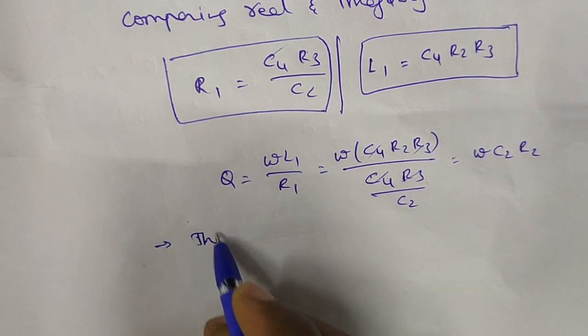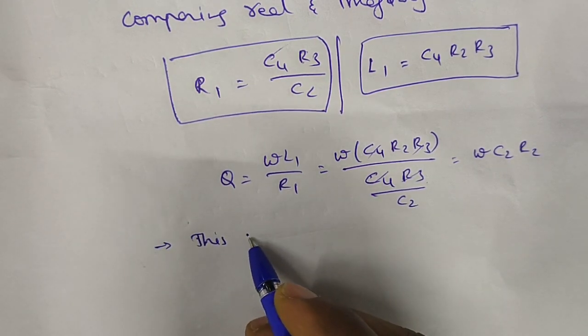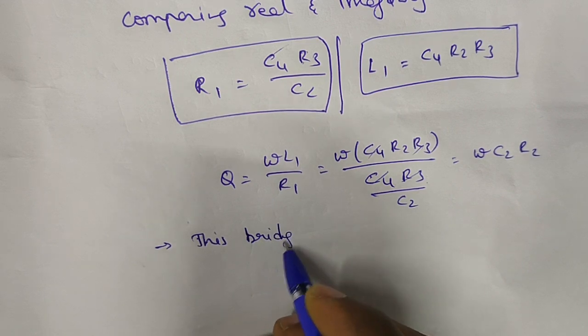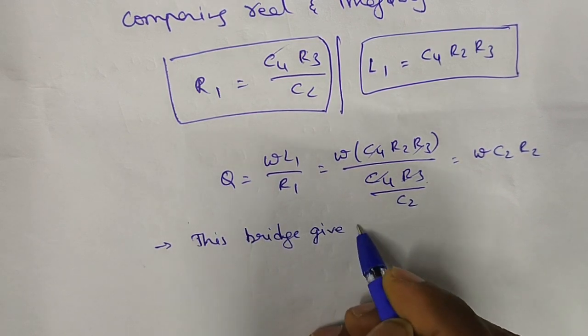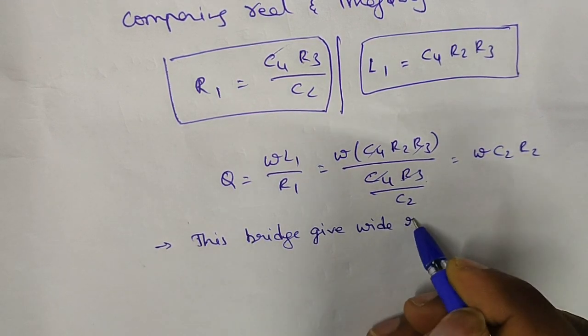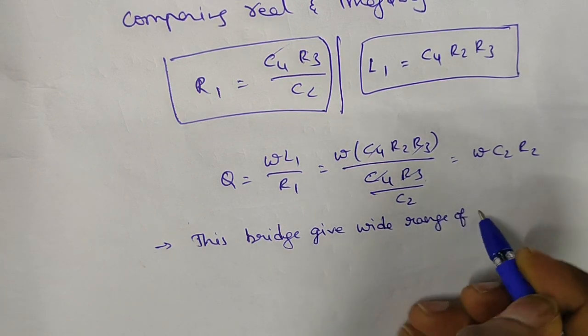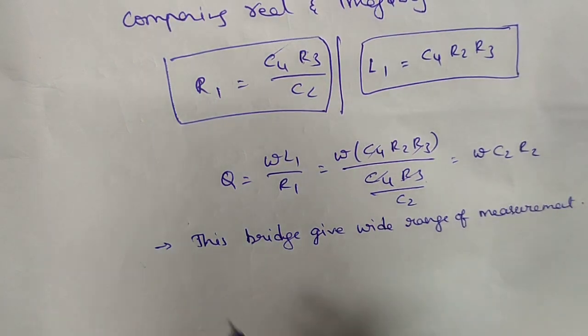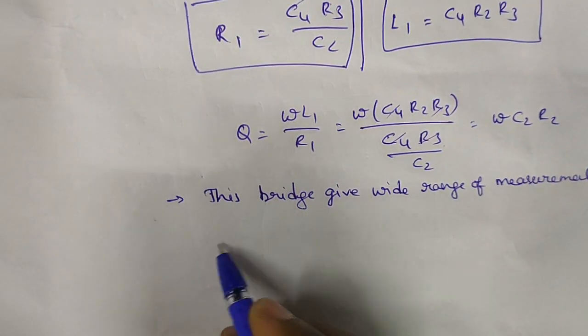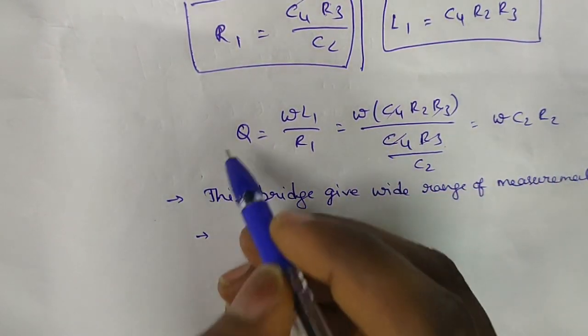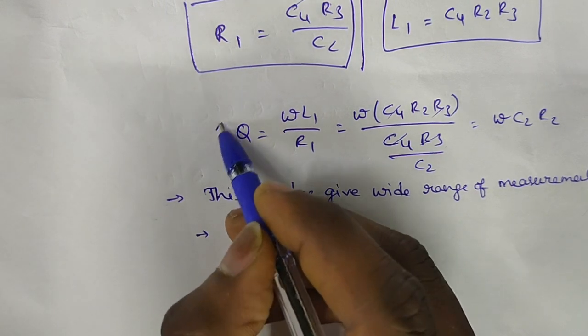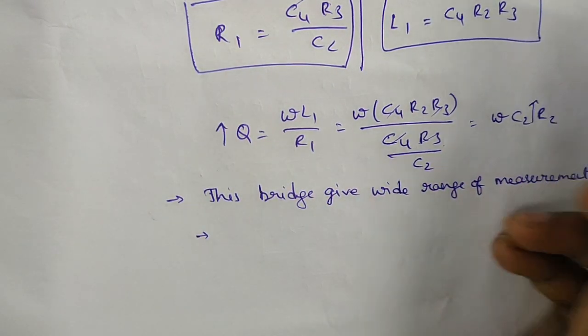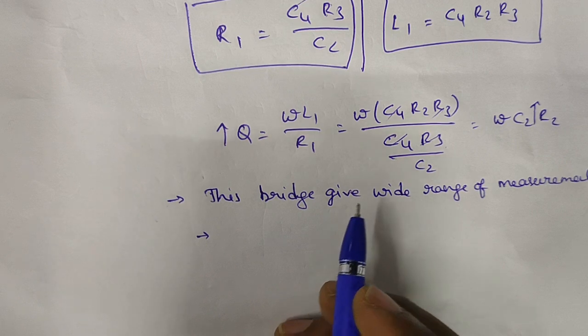This bridge gives wide range of measurement. If you want to find high Q value, then the C2 will be increased accordingly.